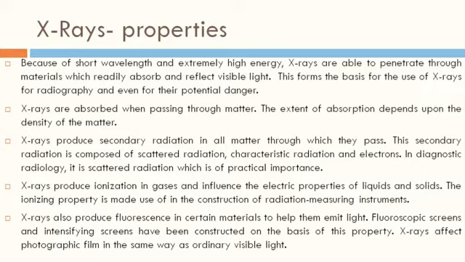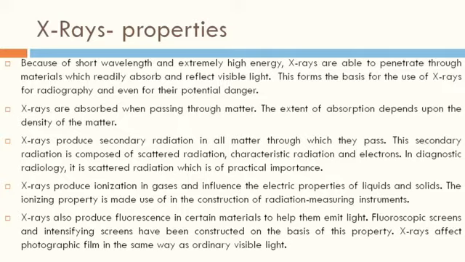As we know, X-rays have a short wavelength and extremely high energy. Because of this short wavelength and high energy, X-rays are able to penetrate materials which readily absorb and reflect visible light. This forms the basis for the use of X-rays in radiography and also for their potential danger. X-rays are absorbed when passing through matter, and the extent of absorption depends upon the density of the matter.